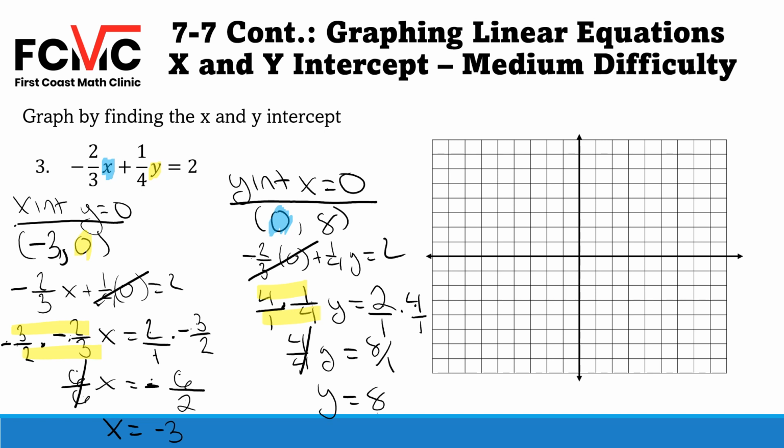So my solution, well, this point A is (-3, 0). And B is (0, 8). So again, let's graph this. That's the y-axis, x-axis, positive, negative, positive, negative. A is (-3, 0). 1, 2, 3. So that's A, and B is (0, 8). So x is 0, y is 8. 1, 2, 3, 4, 5, 6, 7, 8. So that's B. Let's connect these.